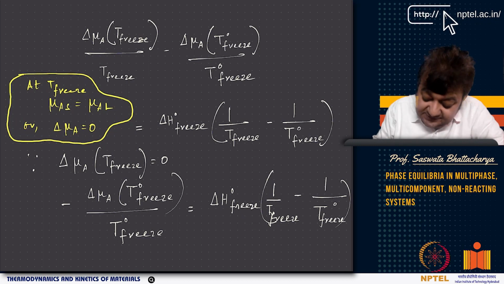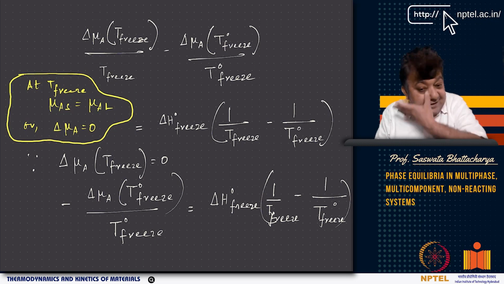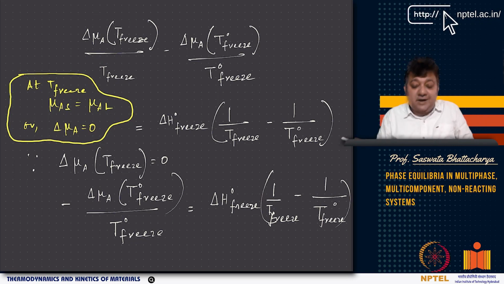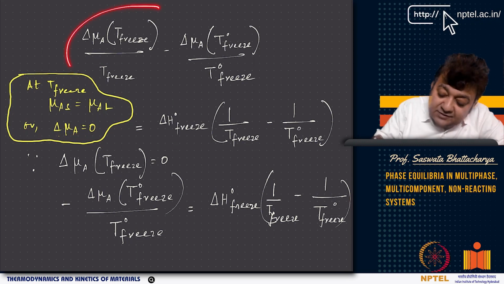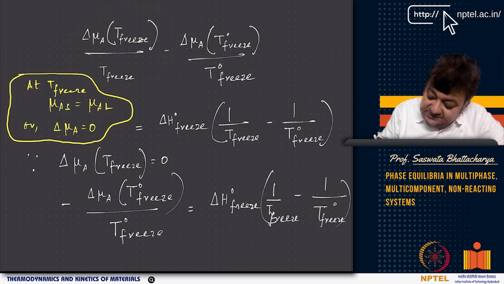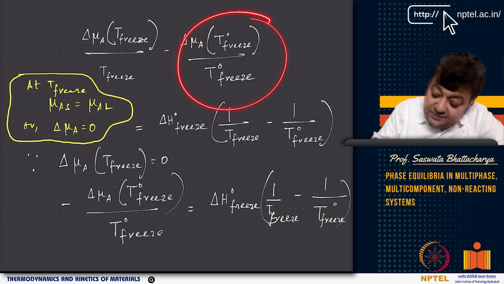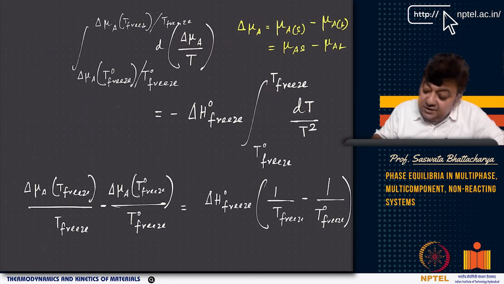At T freeze, mu A S equals mu A L, because mu A S is the chemical potential of A in the solid state, and this is the chemical potential of A in the liquid phase. And if they are equal at T freeze, because T freeze is the new freezing point of the solution, delta mu A is equal to 0. This is a very important point here. So this term goes to 0. So there is a minus delta mu A at T0 freeze.